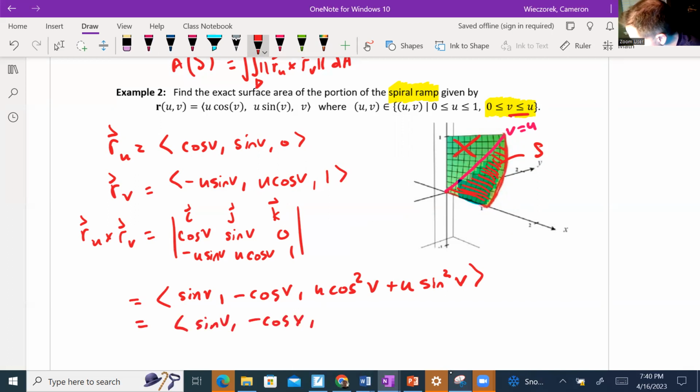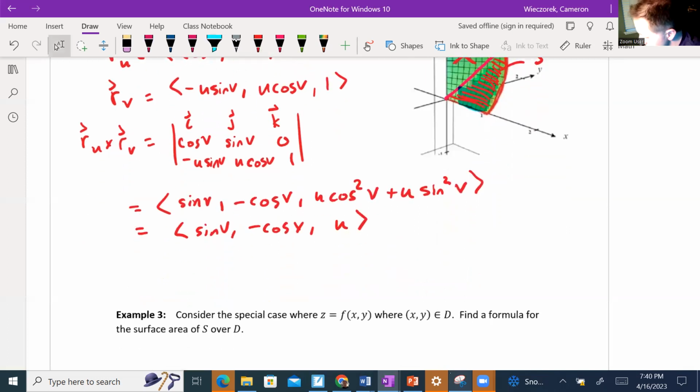So I get u times 1, which would be u. So that's my general normal vector, right? Now I need the magnitude of that cross product. Notice we're not evaluating at a specific point like we were when we were doing the tangent plane. We're finding the area of this surface for many different values of u and v. So I'm leaving this right here. I'm not plugging in a specific u and v value. That's an important distinction from what we did with the tangent planes.